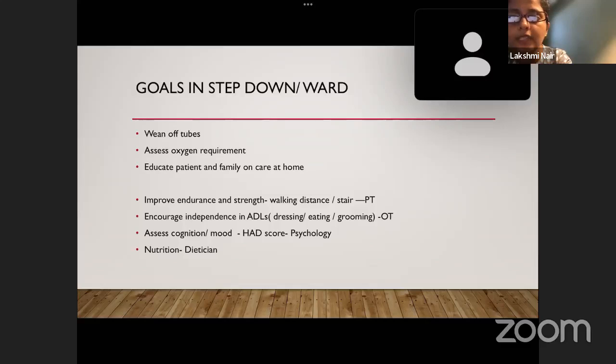So encourage independence in ADLs. At the same time, you should encourage them to eat by themselves, dress, groom, brushing their teeth and all, do it by themselves. Otherwise, they'll end up depending on the carer for their lifetime. So for a few months at least, all this helps in improving the upper limb strength and endurance. So assess the cognition and mood.